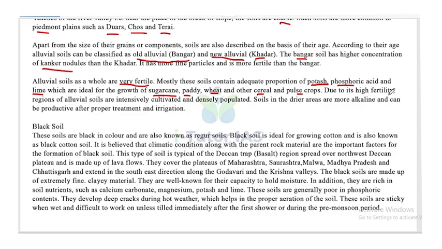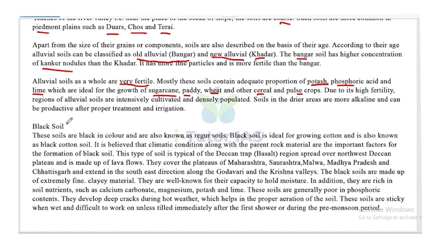Due to its high fertility, regions of alluvial soils are intensively cultivated and densely populated. Soils in the drier areas are more alkaline and can be productive after proper treatment and irrigation. So that's about the alluvial soil.